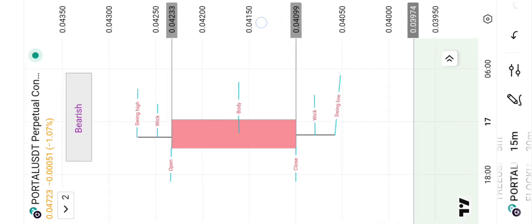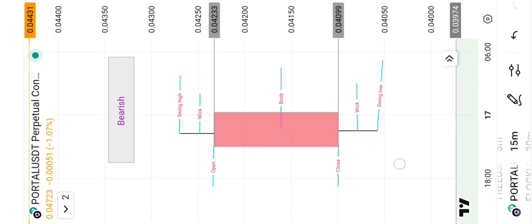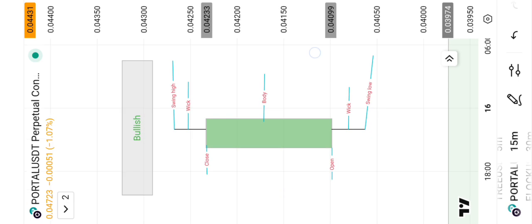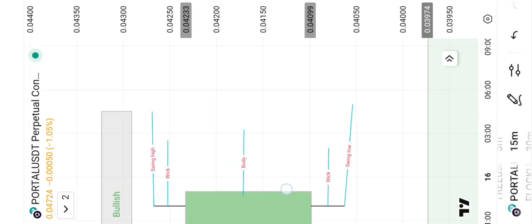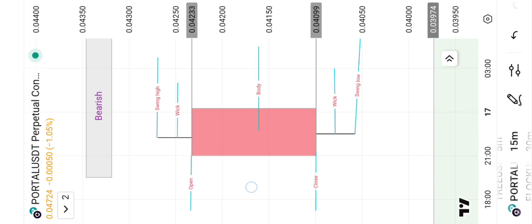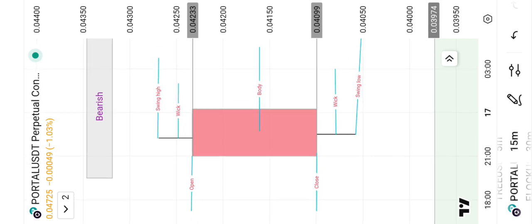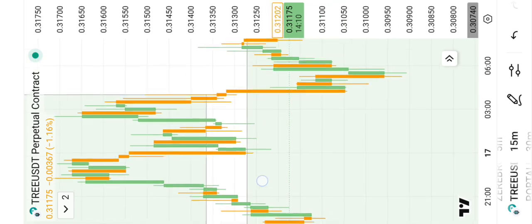So this is all the components of a bearish candle, and this is the components of a bullish candle. A bullish candle opens at the bottom and closes at the top, while a bearish candle opens at the top and closes at the bottom. Now let me go to the chart and use a live candle to do some examples.